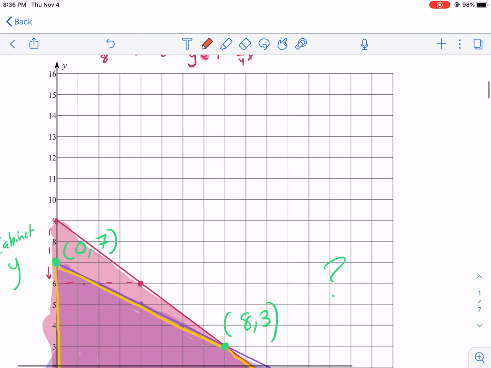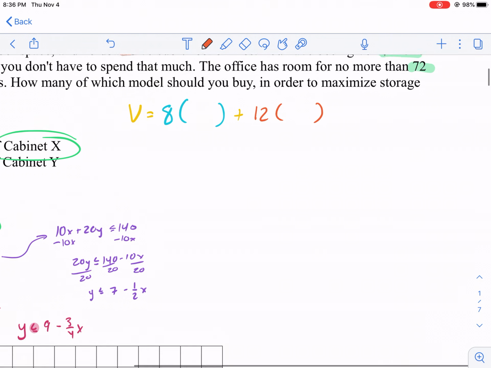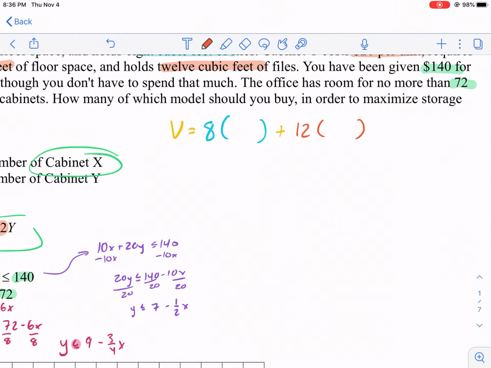What I am doing here is putting in these different combos. So the first combo I'm going to do is 0, 7. I'm going to plug in 0 for X, and I'll plug in 7 for Y and see what I get. When I do that, I get 0 plus 84. That's 84, right? Yeah, 12 times 7, 84. So I'm going to get 84.